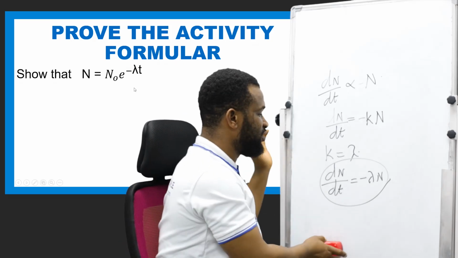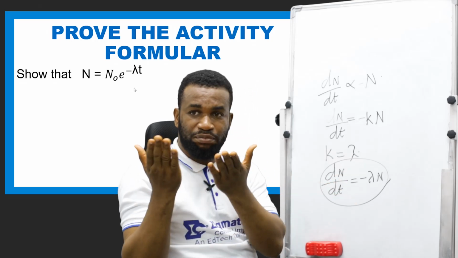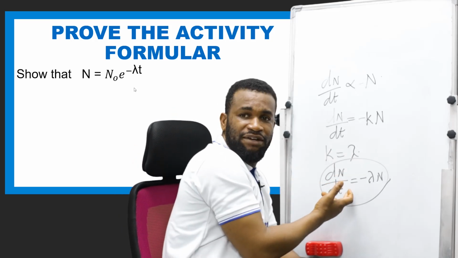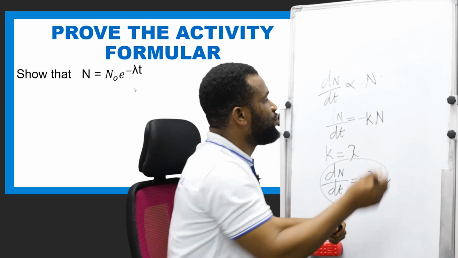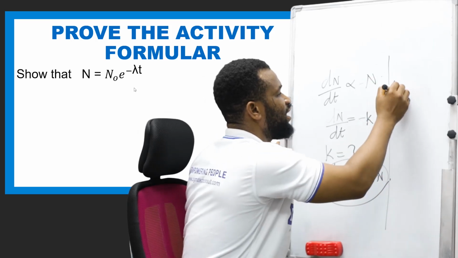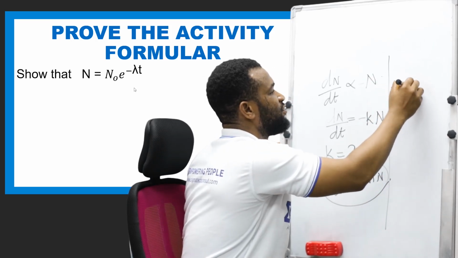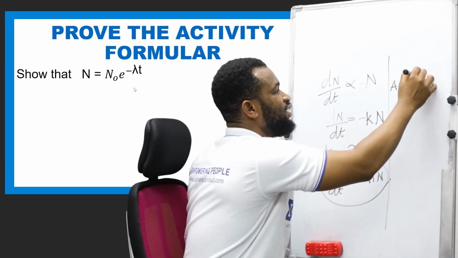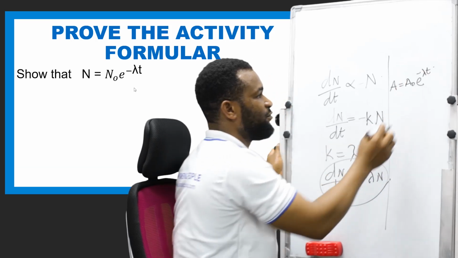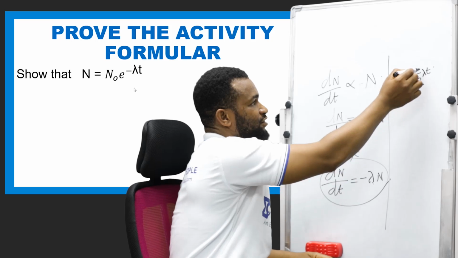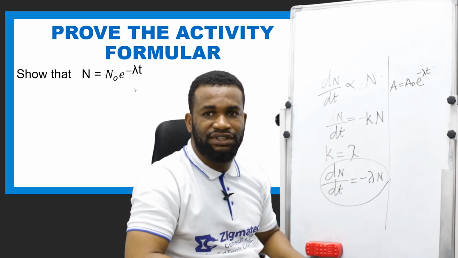Sometimes, depending on the textbook, because whatever we are going to prove starts from where I left off here, some people use it as activity. They say A is equal to A sub 0, e to the negative lambda t. Remember, this is still the decay constant.